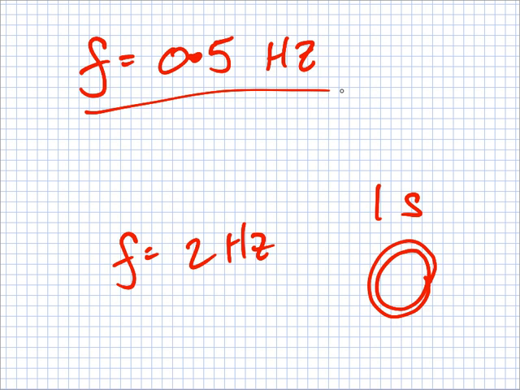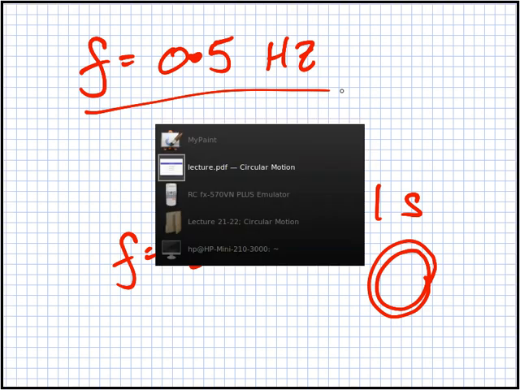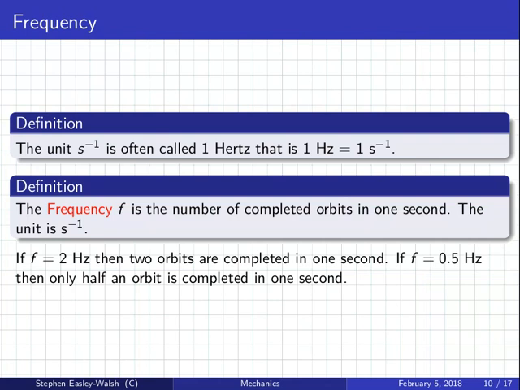What do you think? In 1 second, what does it do? Half a turn, yeah. Half a turn in a second. So if it's 0.5 hertz, then only half an orbit is done in 1 second. Okay? Are we happy with this idea of frequency?